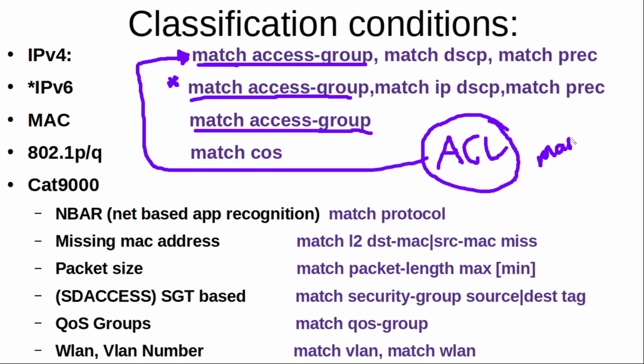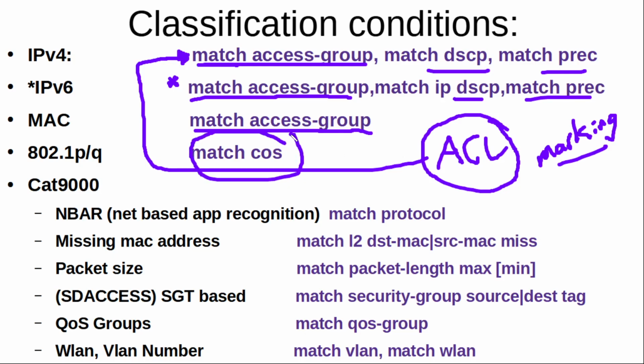And I am going to use the marking that this traffic already may have when it arrives into my switch. I can use the marking coming in layer 3 packets or in layer 2 frames using QoS. So these conditions have been available for several years now, but in recent switches I have these other conditions as well. For instance, for the Catalyst 9000 series, I can use NBAR.